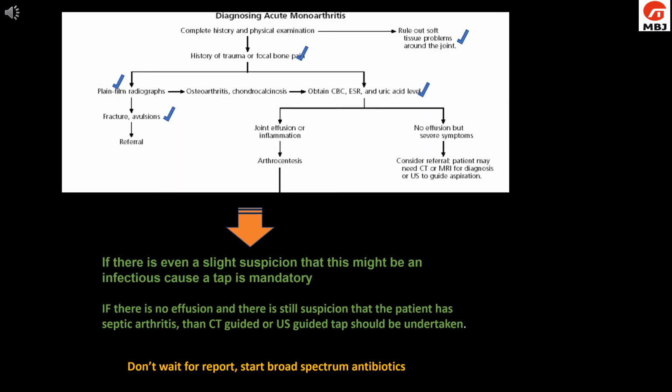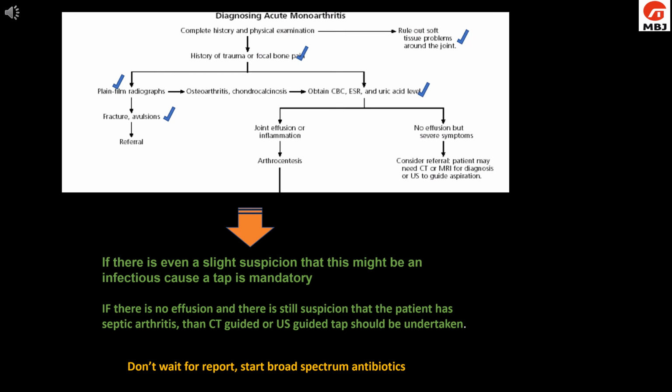Now we have done all the basic workup, including excluding the other soft tissue injuries. You have done an X-ray and blood test, and now you have the blood test report, which is almost normal. Now you have to think about doing a joint aspiration. If there is even slight suspicion that this might be an infectious cause, a tap is mandatory.